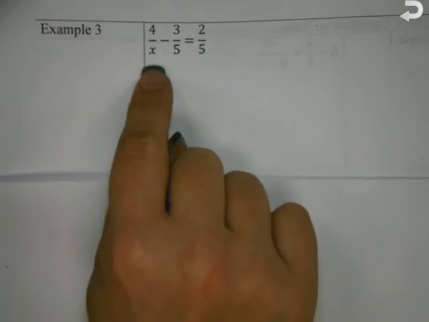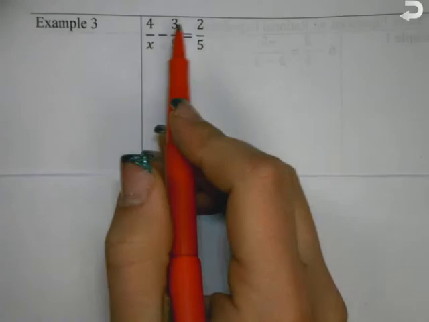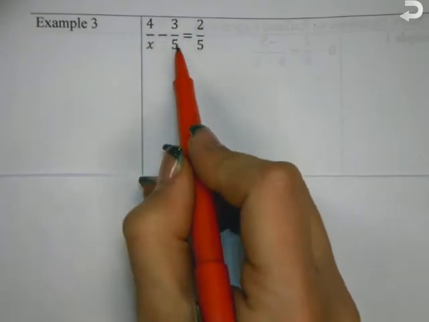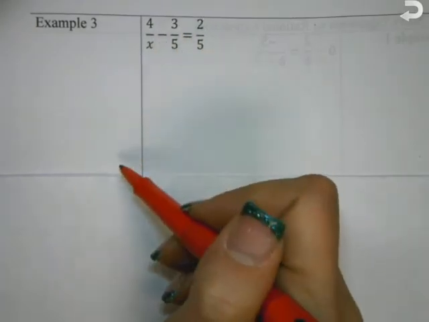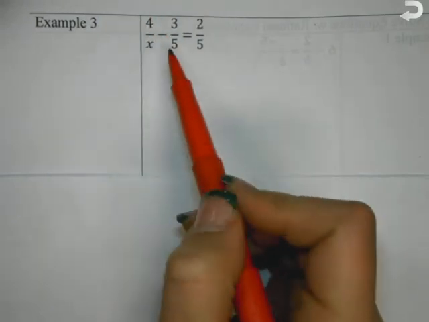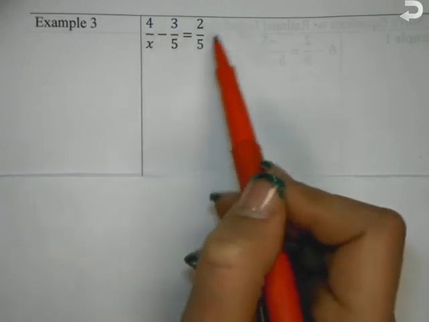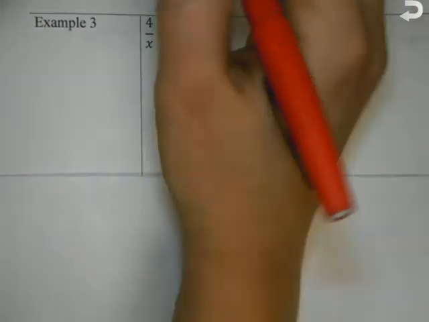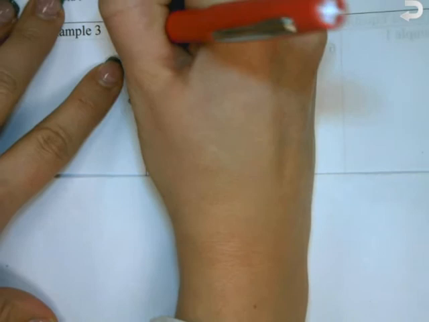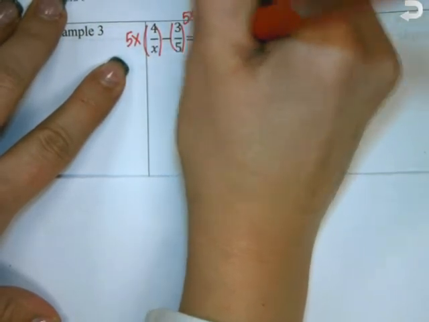4x minus 3 over 5 equals 2 over 5. How do I know what to multiply by? I need to cancel those fractions, which means I need to multiply by something that every single denominator could go into. 5x. So we multiply everything by 5x. Okay? And then let's do our canceling.